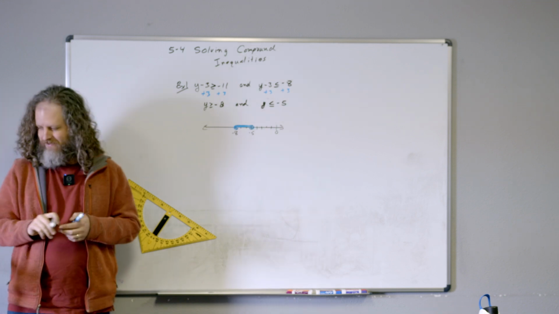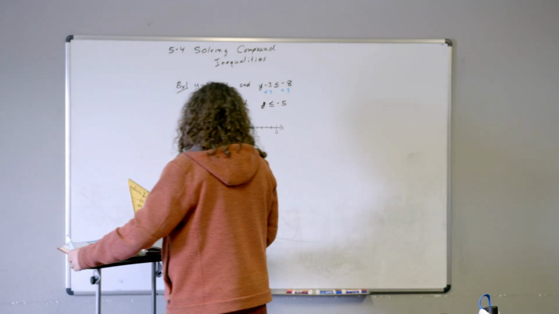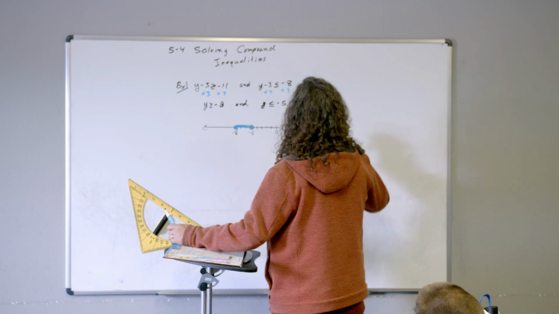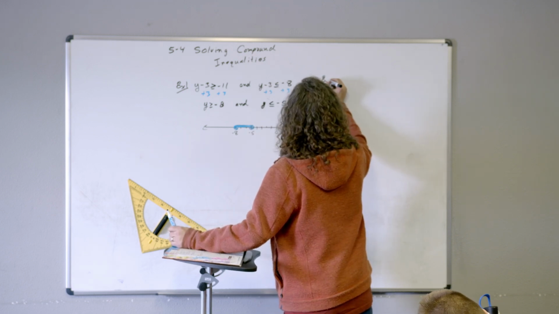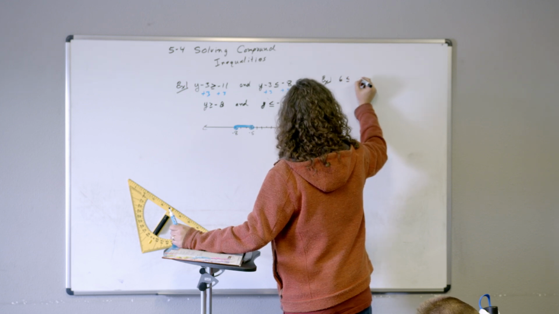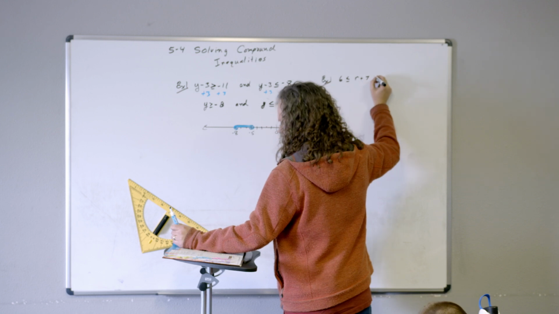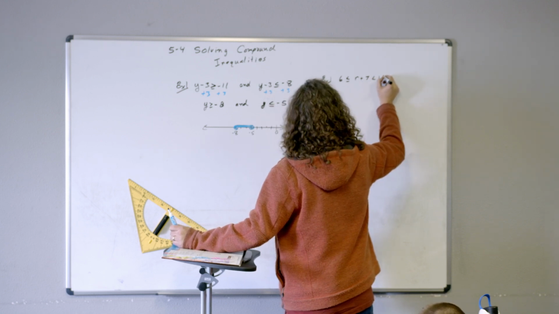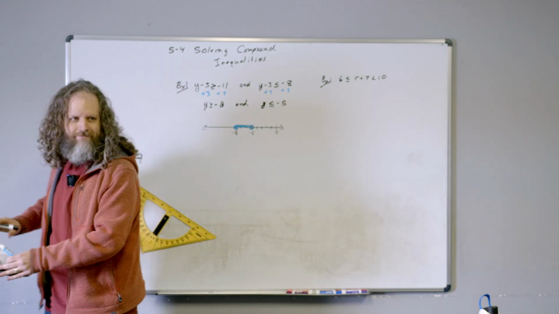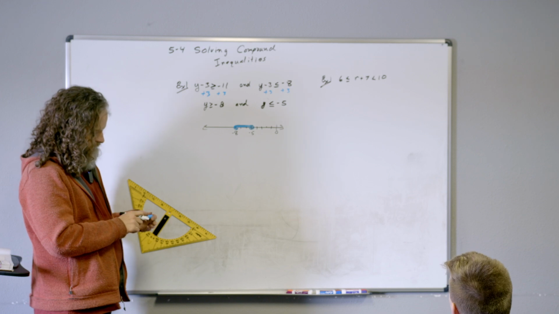Let's do another example, which is kind of the same sort of thing, but written different. This one's also an and, but written different. Okay. 6 is less than or equal to r plus 7 is less than 10. Oh, looky there. It's all compounded. What do you think we're going to do with that?